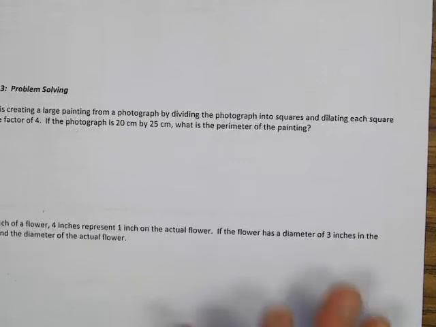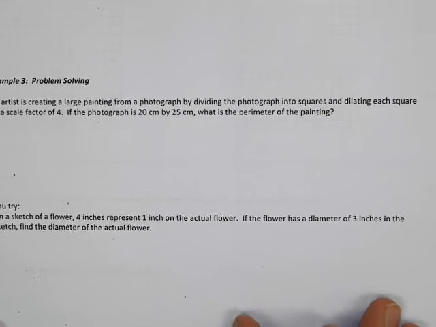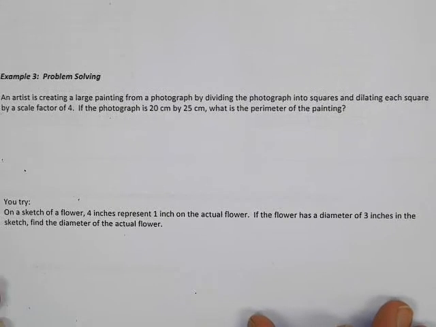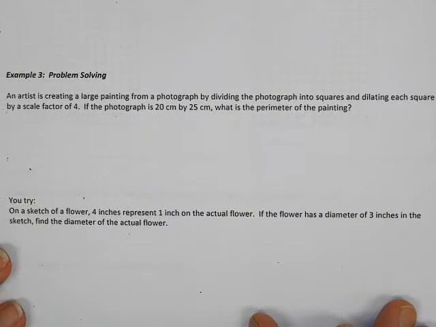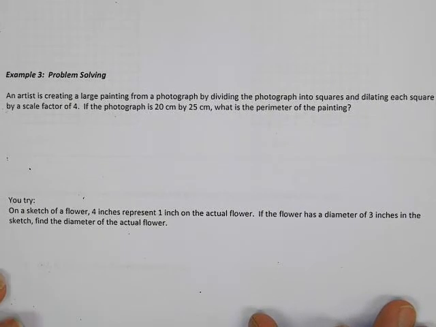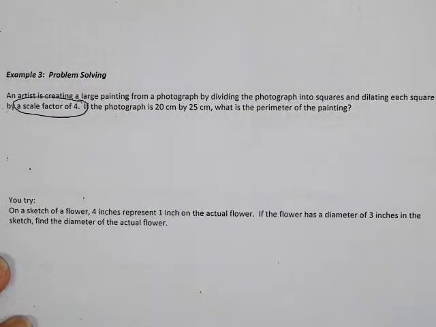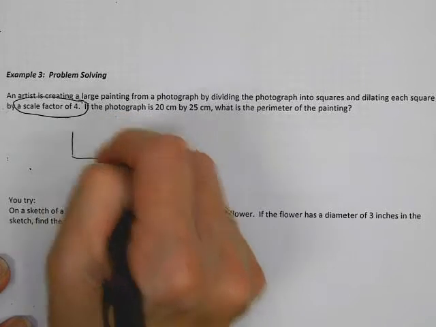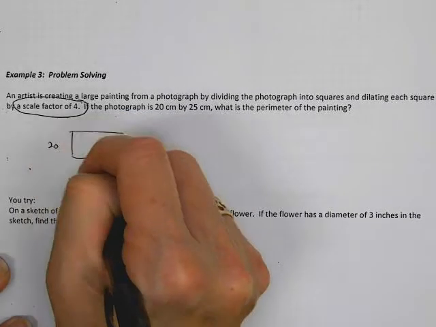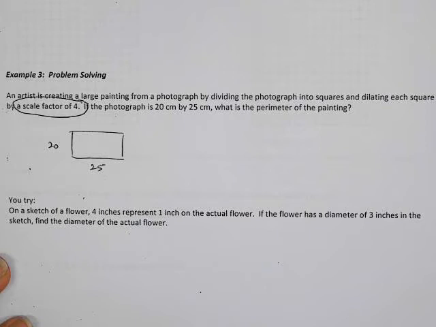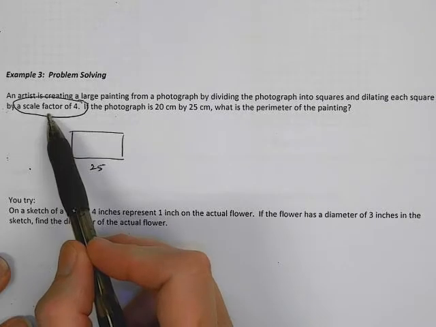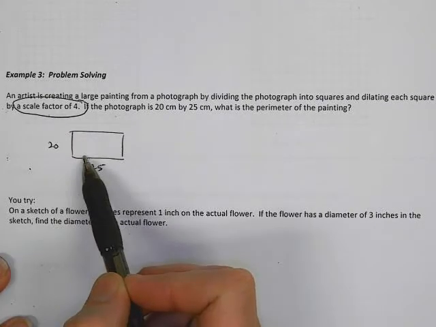All right, the third target was applying these principles of dilations in problems. If you read this first example, an artist is creating a large painting from a photograph by dividing the photograph into squares and dilating each square by a scale factor of 4. All right, so let's circle that there. Scale factor of 4. So the photograph is 20 by 25, and I'm dilating that by a scale factor of 4 to get the painting.